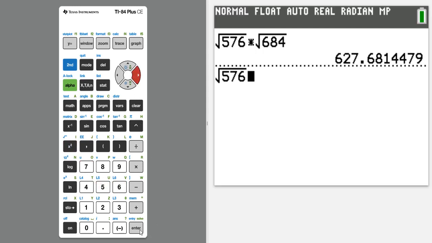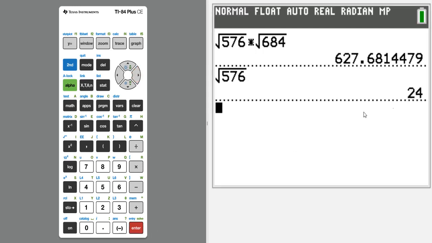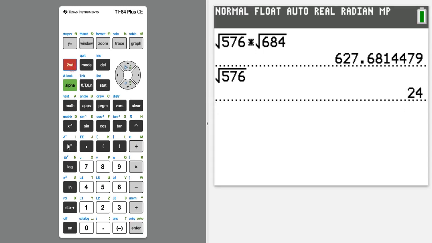So I'm going to have to see if each one is irrational or rational. I'm going to hit enter on just the square root of 576. That answer, because it's a whole number, is rational. Let's see if the square root of 684 is also rational.